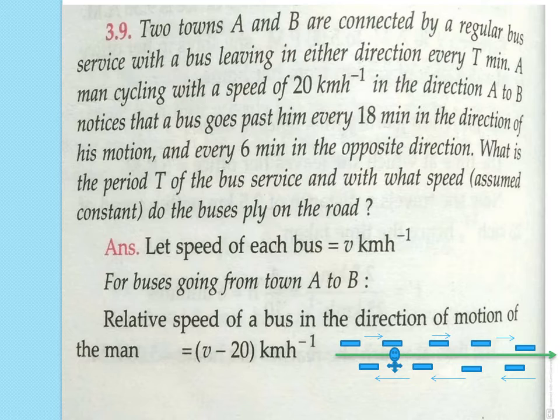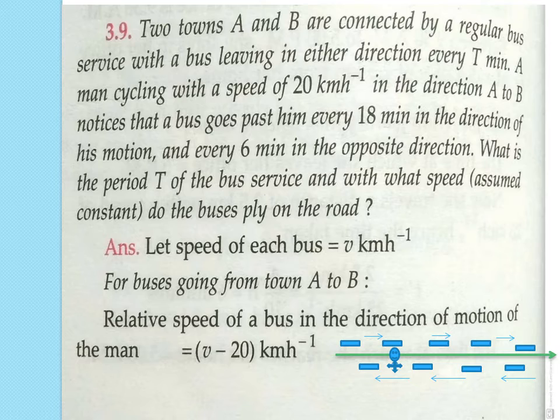The two towns A and B are connected by a bus service. Here a cyclist is shown to you. The cyclist is moving with a speed of 20 km per hour, and the speed of the bus you have to calculate, and the time in which the buses are plying from the station A to B, that is T. You have to calculate these two things.